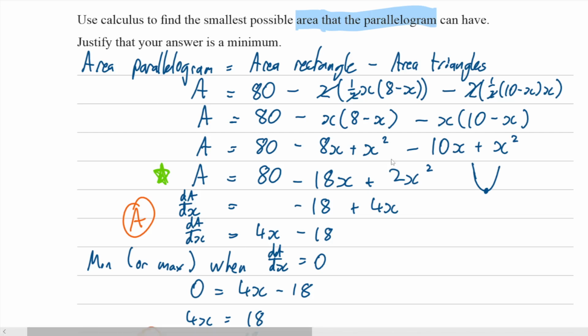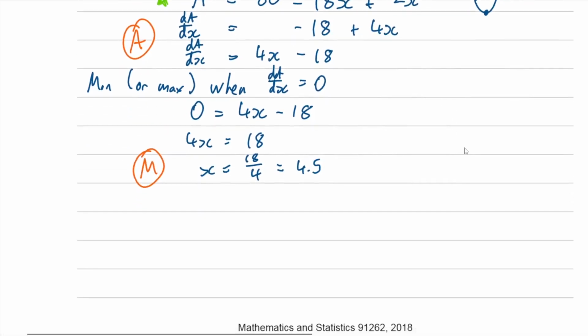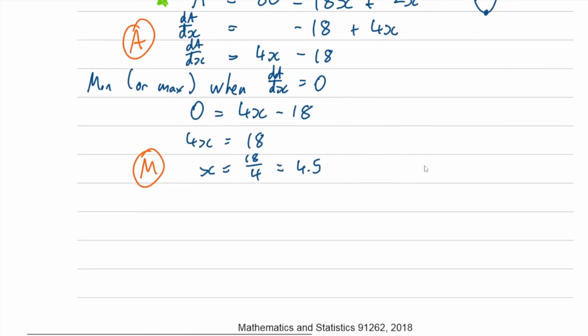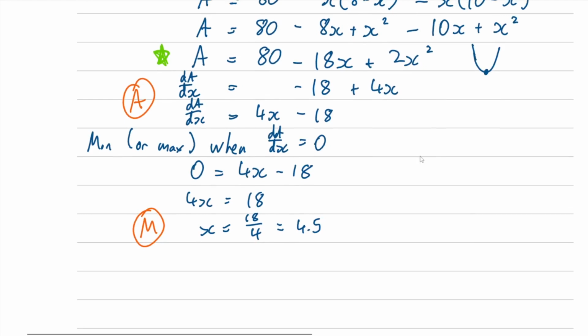Cool. So for example, actually, have we answered the question? Find the smallest possible area. Okay, getting ahead of myself. We found the x value at which that area occurs. What step am I missing? Finding the actual area. So, finding area when x is 4.5.